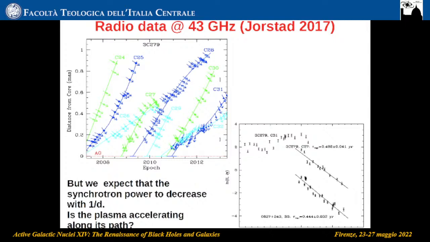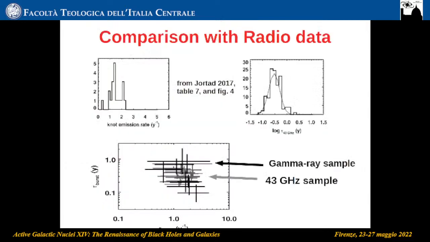This knot is accelerating. You see that there is a parabola there. But we expect that this knot fades quickly during the path because the magnetic field decreases with 1/d. And this does not happen, maybe because there is some acceleration along the path. This is the comparison with radio of the gamma ray sample, and they are compatible, at least for the brightest sources.